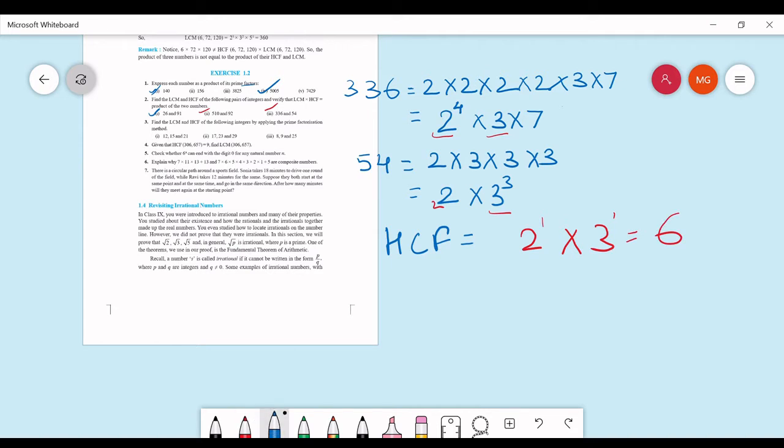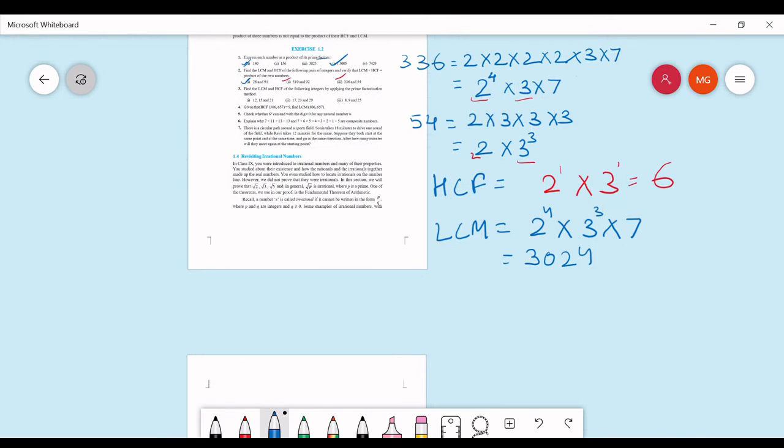Okay, next is LCM. LCM will be multiplying all the factors 2, 3 and 7. And the highest power for 2 is 4, highest power for 3 is 3 and highest power of 7 is 1, right? So after calculating these values, you will be getting the LCM. So your LCM is 3024, right? So 3024 is your LCM.